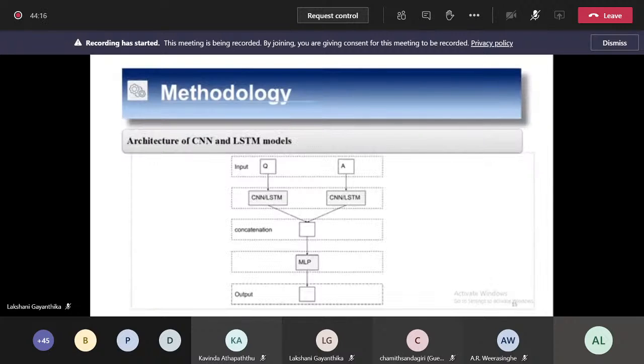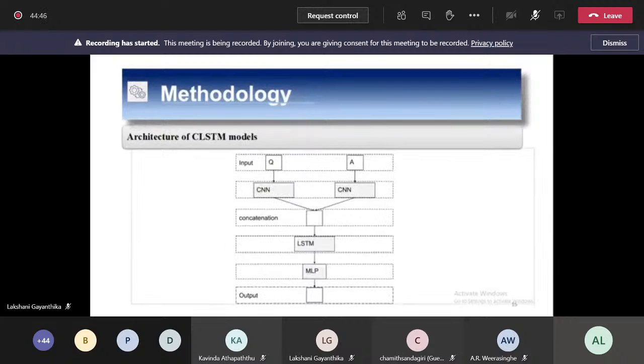When considering the CNN and LSTM architectures, they have the same kind of architecture, but in CNN there are CNN layers, and in LSTM there are LSTM layers. Both of them take embedded questions and answers as the input, and then go through the CNN layers or LSTM layers. Then the outputs are concatenated and input to an MLP to get the final output. In the CLSTM model, the embedded questions and answers are first inserted into a CNN, then the concatenated output goes to an LSTM, then to an MLP, and we get the final output. The architecture obtained by interchanging these two layers, CNN and LSTM, was not able to predict categories accurately. So this was the best combination of CNN and LSTM we got in this research.